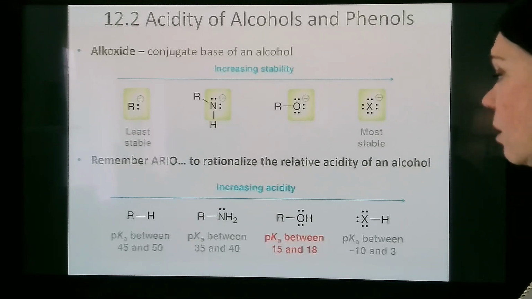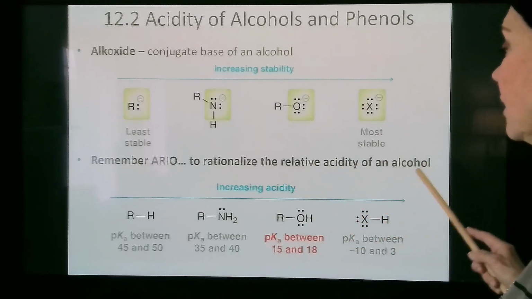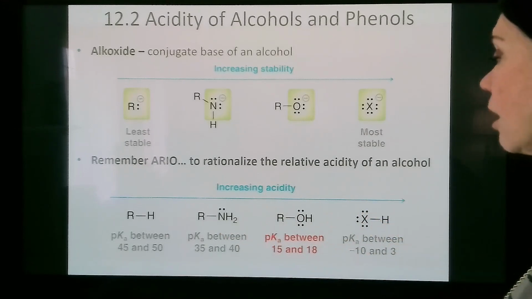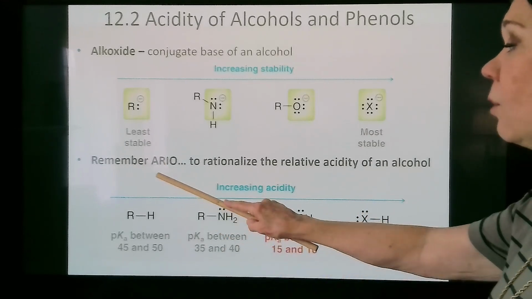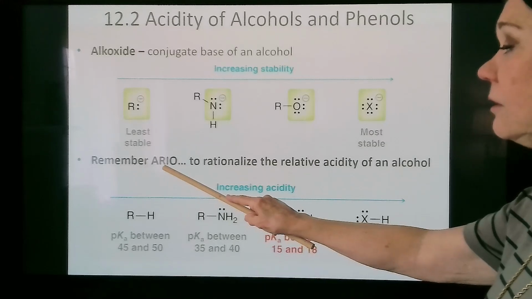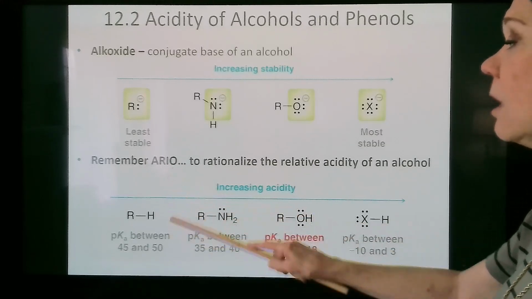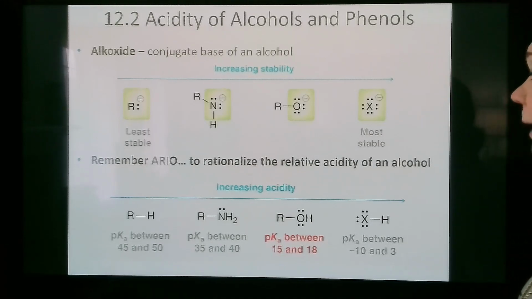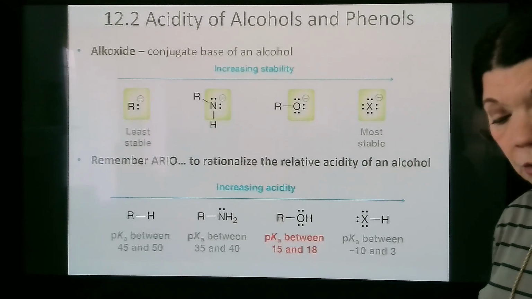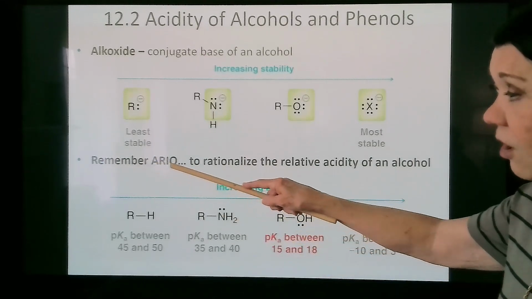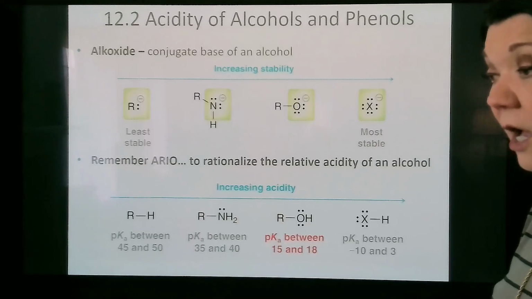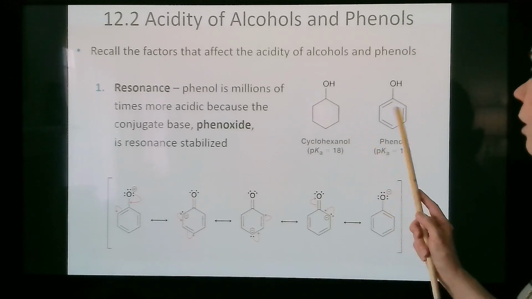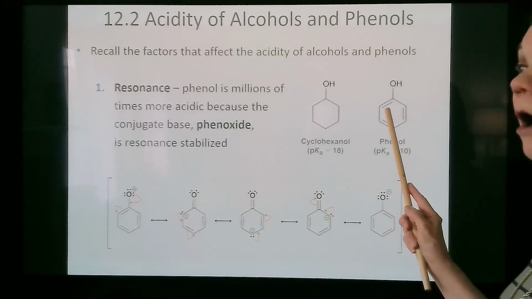Remember the REO, to rationalize the relative acidities between the alcohol and these other compounds. Remember REO, it's atom, resonance, induction, and orbital. And so it's necessary to consider them all when you're comparing alcohols to other molecules. But it's not necessary to consider all of those factors when you're trying to decide among alcohols. So here, if we're just comparing two alcohols.